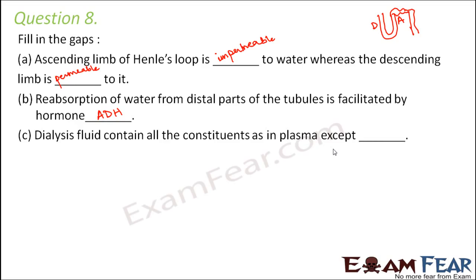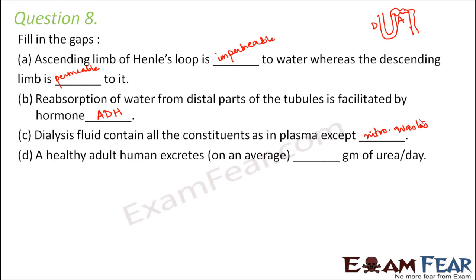So, the fluid which comes out of that technique is the dialysis fluid, and it contains all the constituents as in plasma, except what is not there? Except the nitrogenous wastes. So the wastes are not there, and that is why we are doing dialysis, because the kidney is not able to perform the function of purifying the blood. So that has to be done externally.